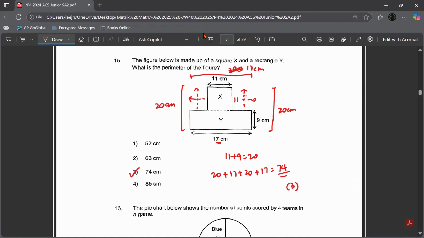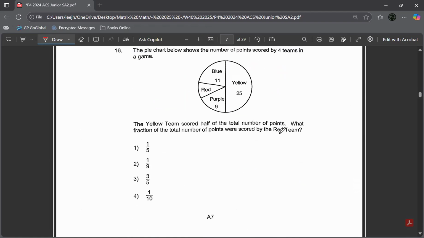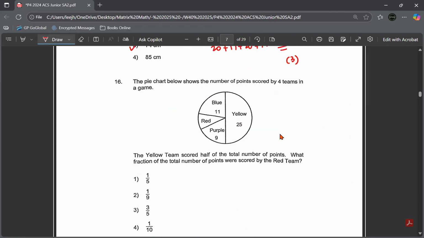Question 16. The pie chart below shows the number of points scored by four teams in a game. The yellow team scored half of the total number of points. What fraction of the total number of points was scored by the red team? So we know that blue got 11, yellow 25, purple 9. Okay, so in order to find the red, you need to minus. Yellow is 25. So this entire thing also 25.